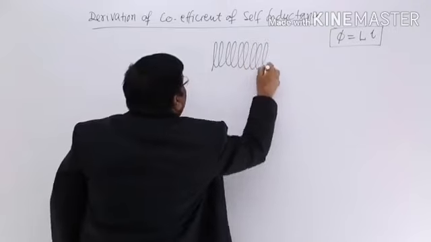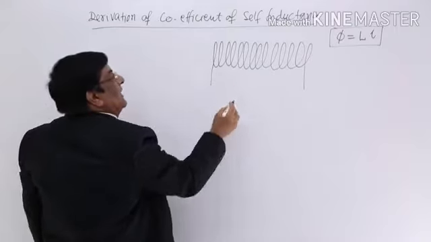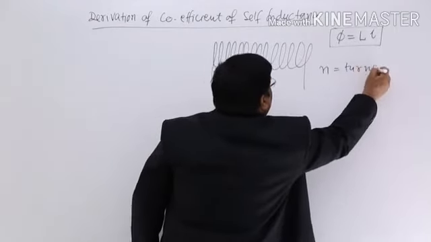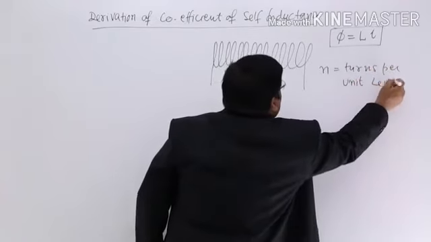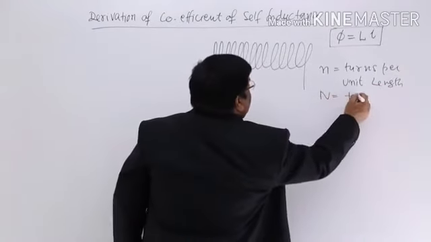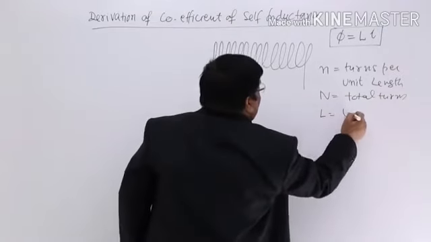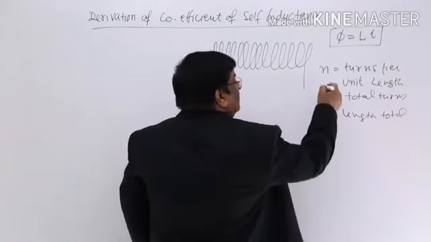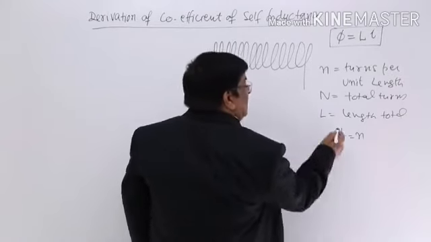The specification of the coil is that there are n turns per unit length, N total turns, and L length. So what is the relation? n upon L is equal to N, or N is equal to nL.